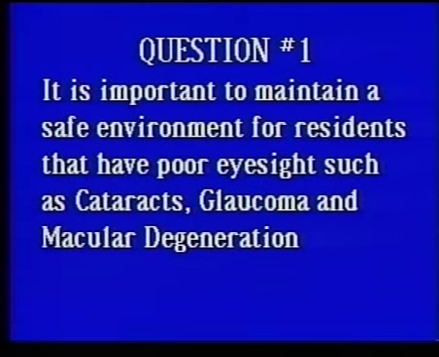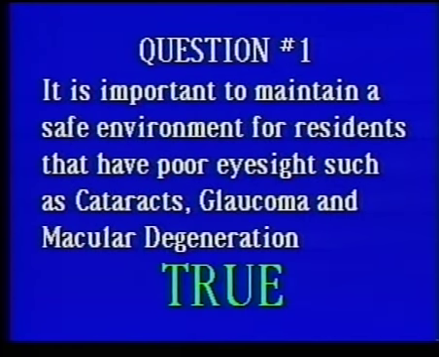Part 3, conditions related to aging post-test responses. 1. It is important to maintain a safe environment for residents that have poor eyesight, such as cataracts, glaucoma, and macular degeneration. True. Residents with these eye conditions will not see as clearly and will need the caregivers to keep their environment safe for them.